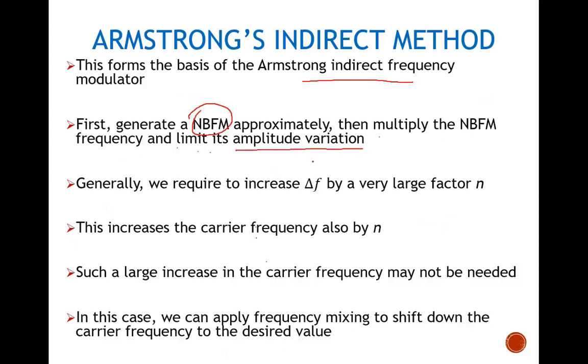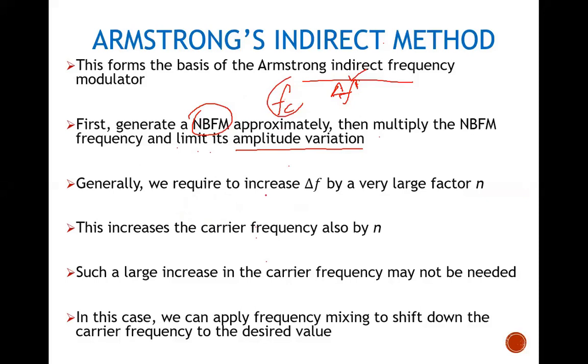So there could be a scenario where we want to multiply the carrier frequency, but we want to limit the delta F. You do not want the delta F to increase accordingly. And we can have the other case as well. We may want to increase delta F, but keep the carrier frequency the same. A frequency multiplier multiplies both of them.